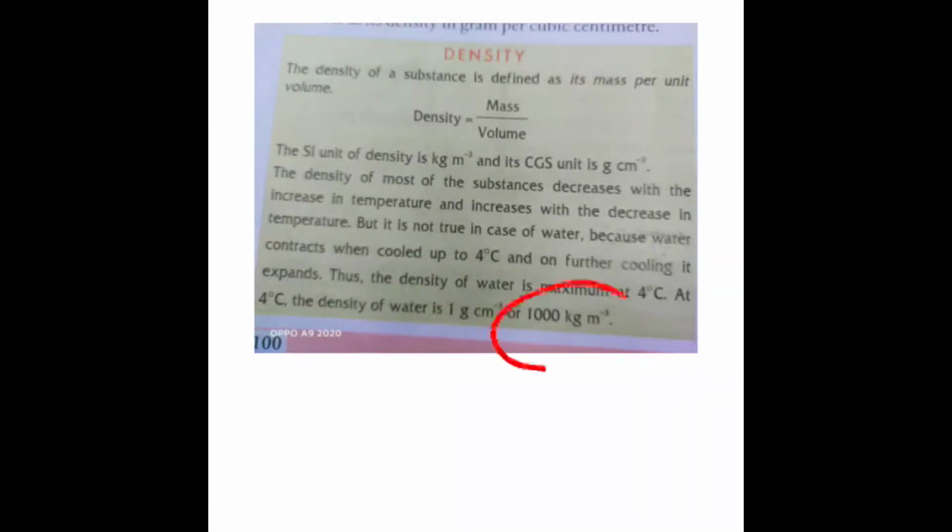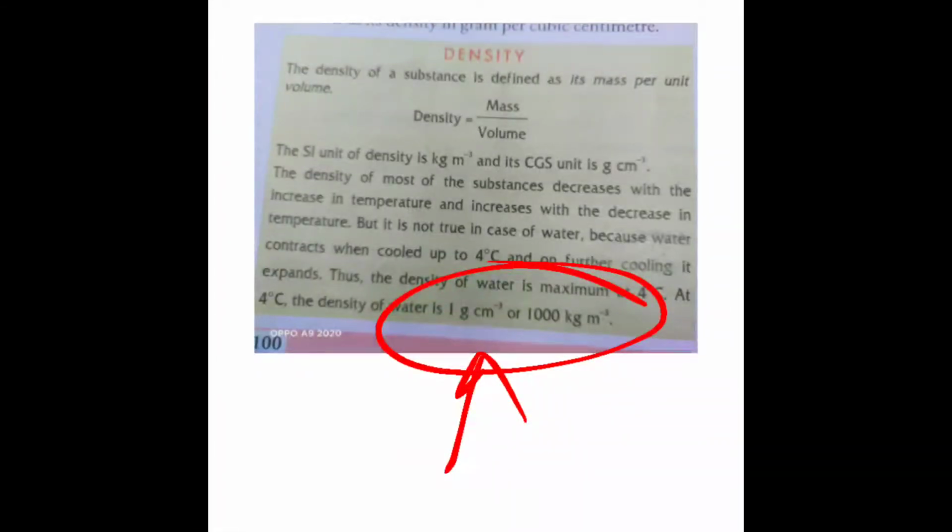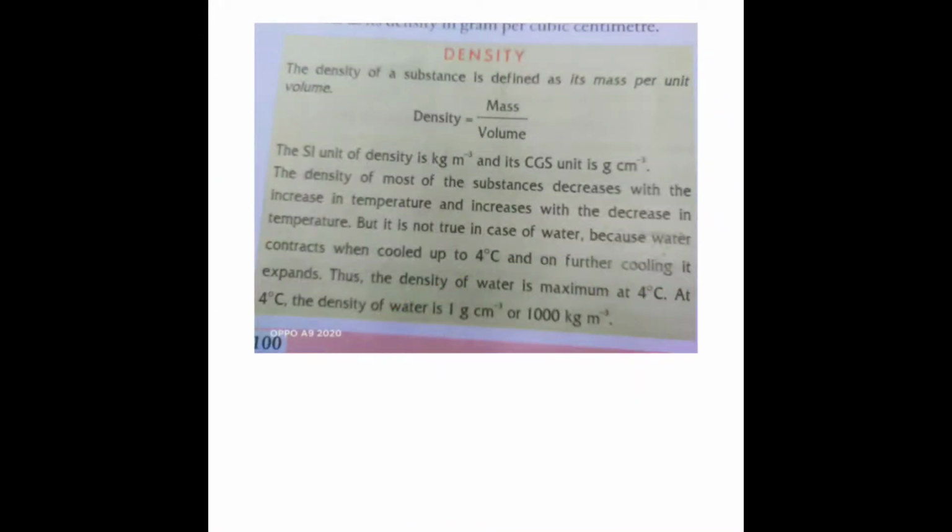So 1 gram per centimeter cube is 1000 kg per meter cube. The density of water at 4 degrees Celsius, we have to take this value in our numericals, right? If it is in gram per centimeter cube, that is 1 gram per centimeter cube. But if you are expressing in terms of kg per meter cube, you have to write 1000 kg per meter cube.